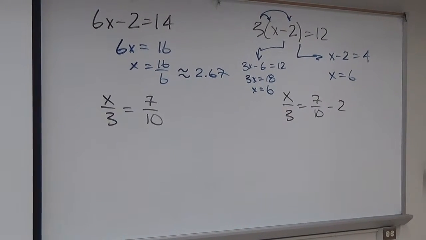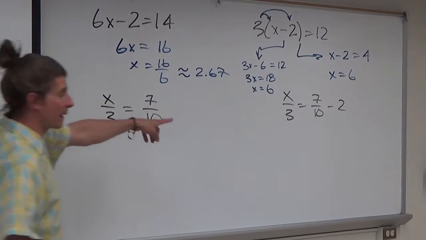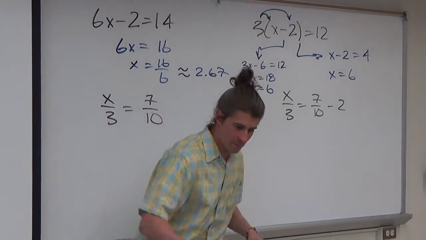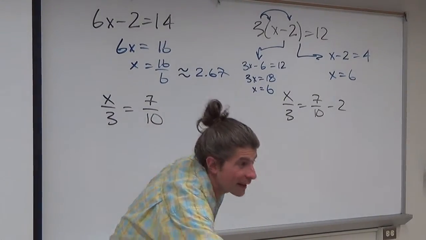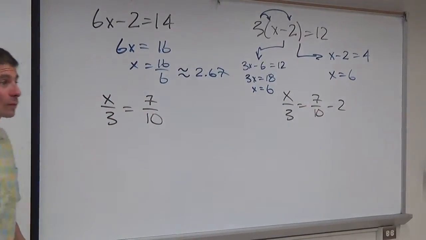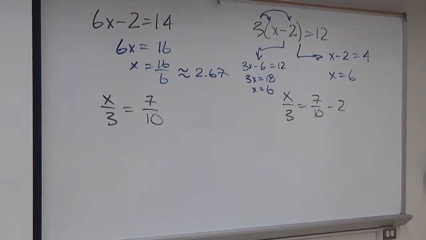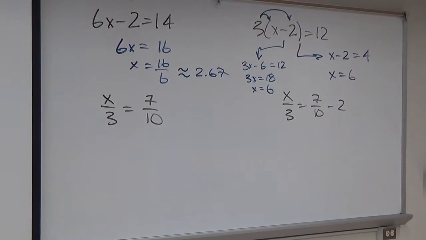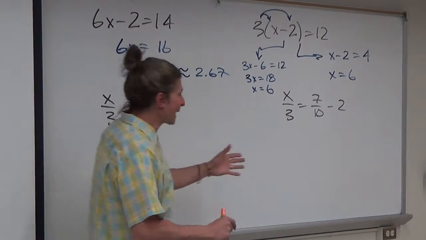So, let's see. I did 7/10 minus 2. X over 3, 7/10 minus 2. Yep. Good. And that's negative 13/10. Say that again. 7/10 minus 2 is negative 13/10. How did you get that so quickly? Because 7/10 minus 1 is negative 3/10, and then I added 10 more. Very nice.